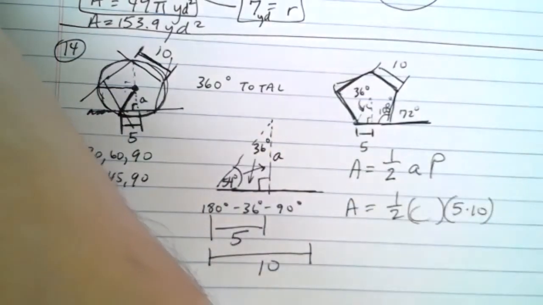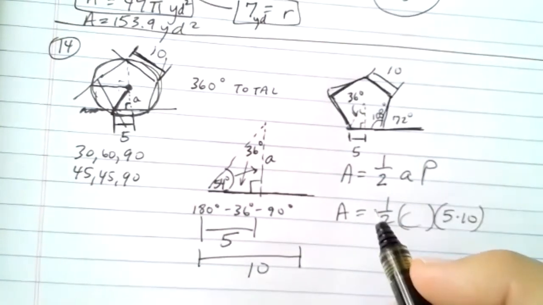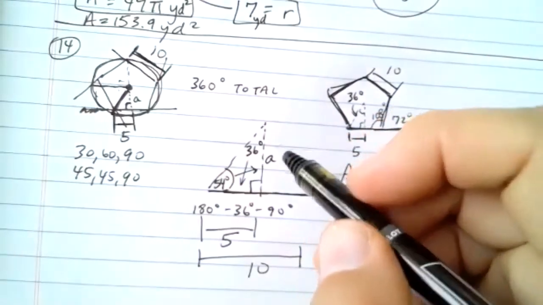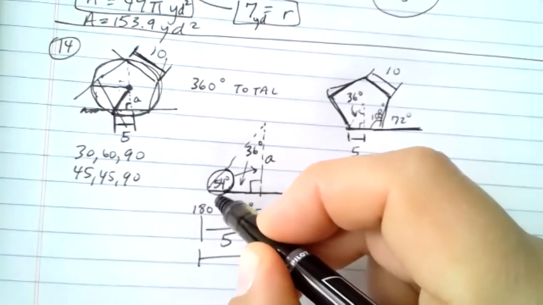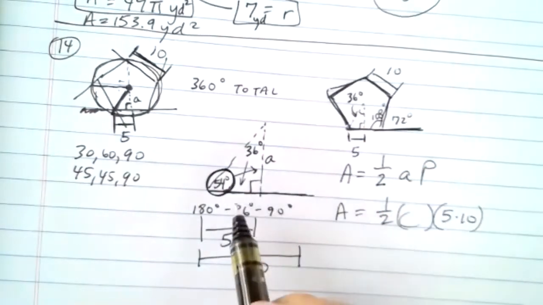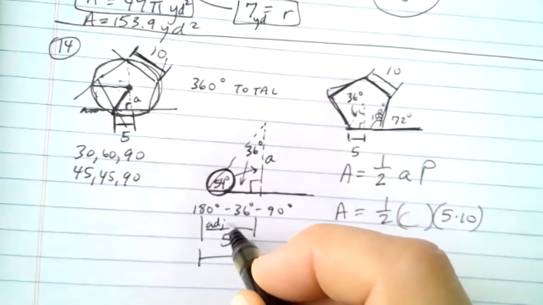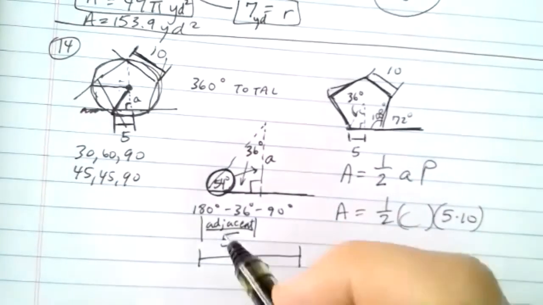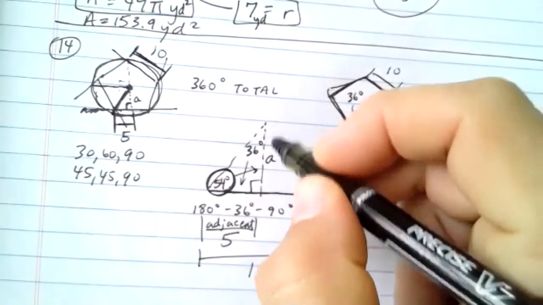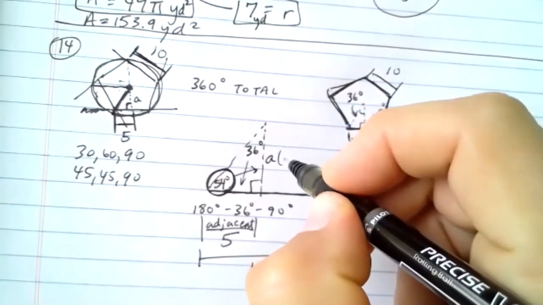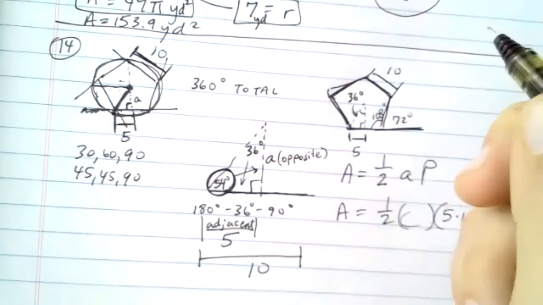Okay, now we're running out of time on this lesson, so I'm just going to wrap this up by describing what's going on here. Let's focus on this 54-degree angle here. I'm just picking one at random. Now, what do I know? On this triangle, I know an adjacent side to that angle. So I'm going to call 5 my adjacent, and the apothem would be the opposite. Okay, so that's important that you know that.